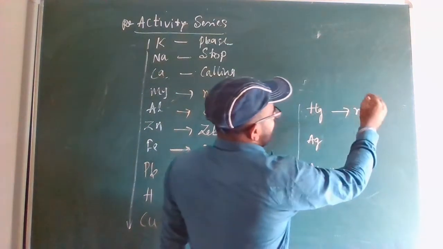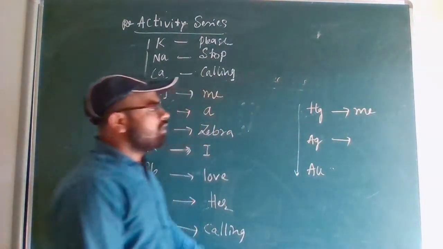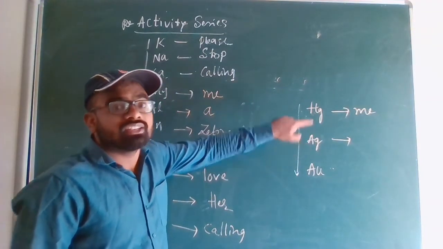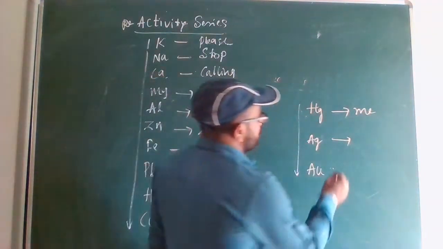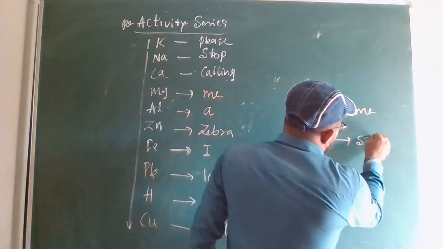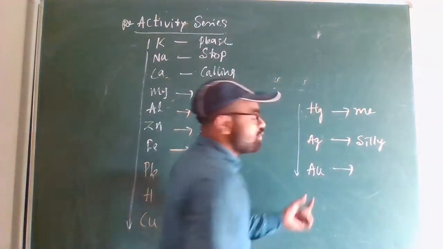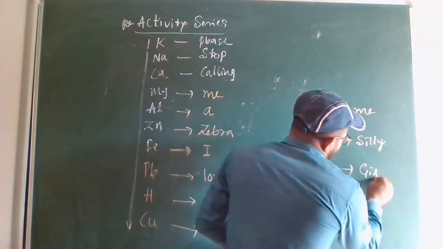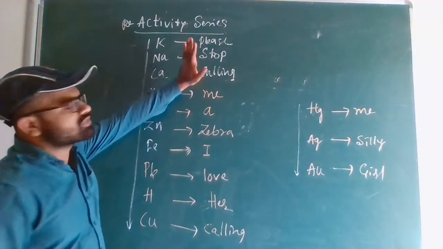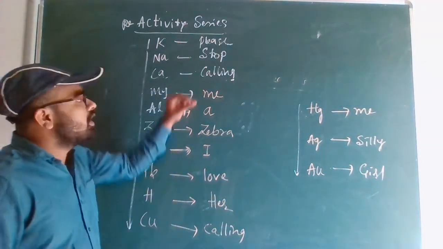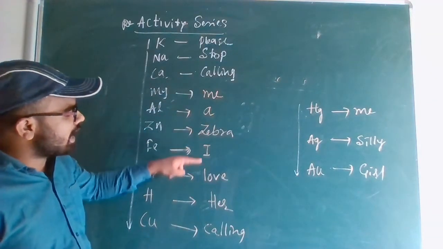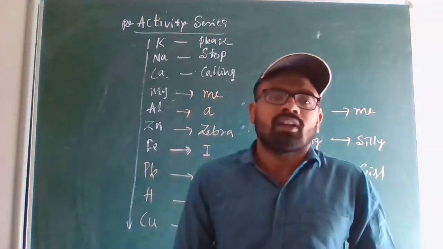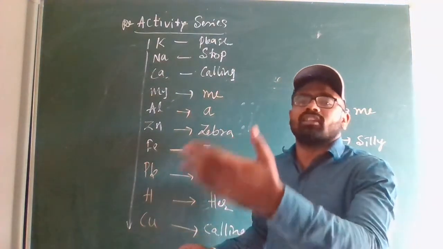Mercury, me. I love her calling me. Ag is what? Silver. Silver means silly. Au is what? Gold. Gold means girl. So you can easily remember by this formula. Very easy trick. Please stop calling me a zebra. I love her calling me silly girl. A girl is saying this to another girl.